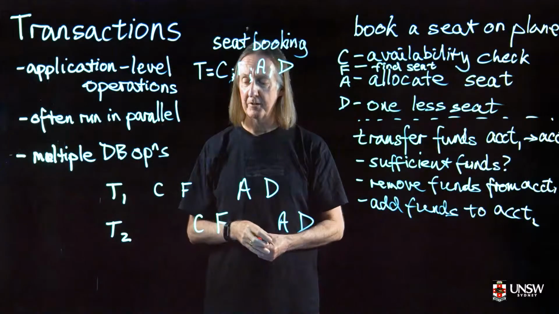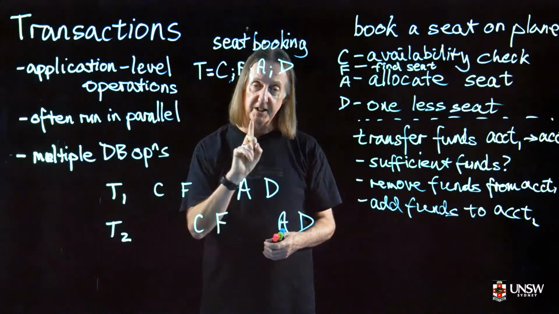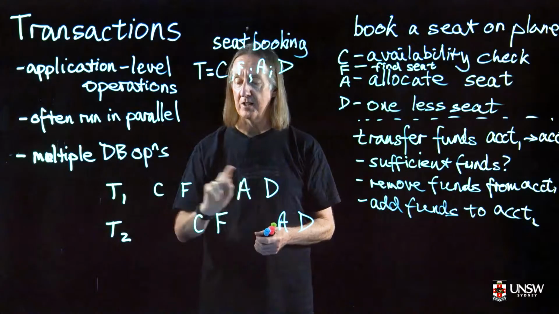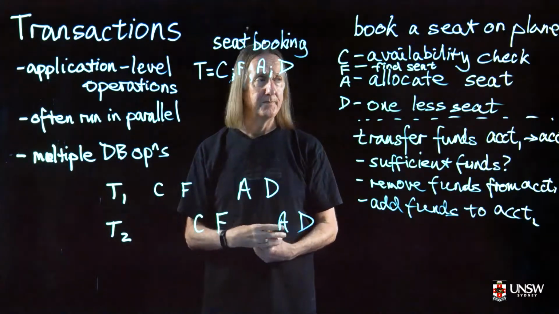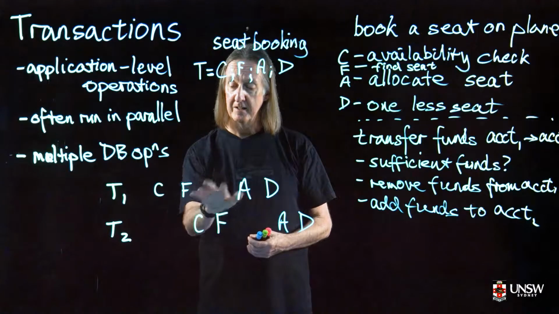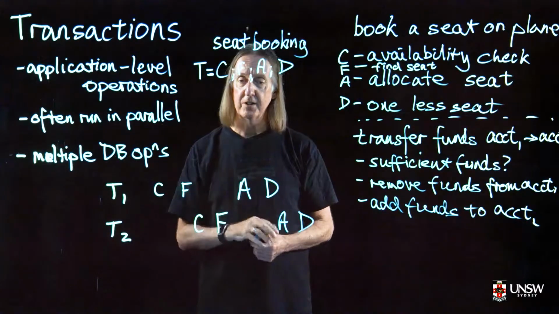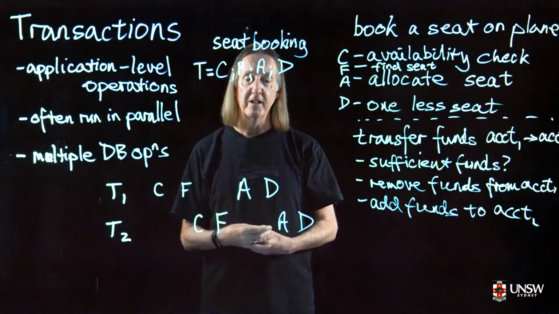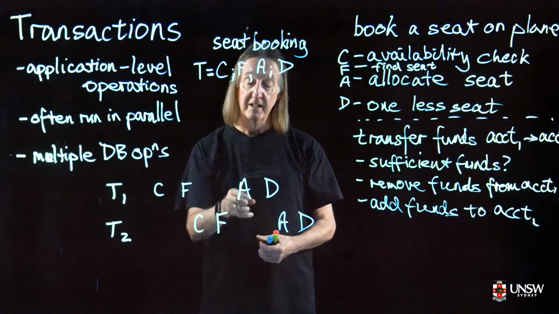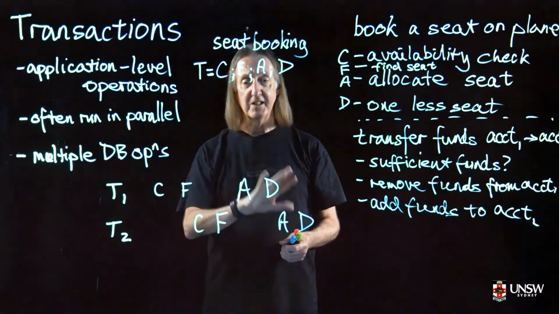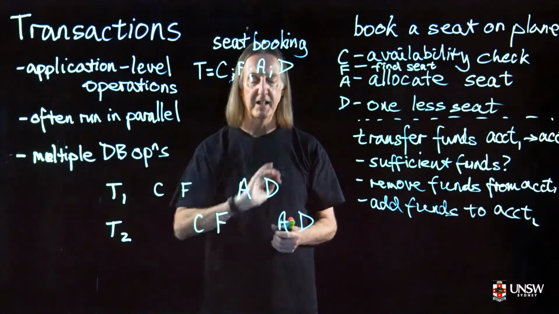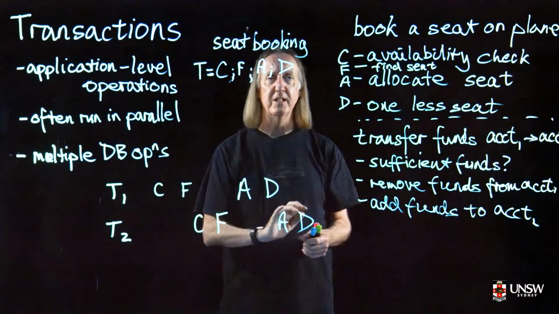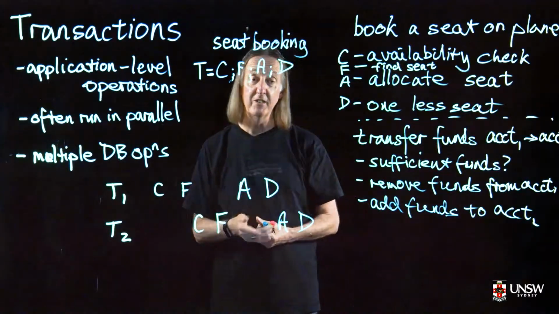The classic scenario is that there's a single seat left on the flight. T1 comes along, he checks and he finds that seat. Then T2 comes along, checks, there's still one seat apparently available. He finds that seat as well. T1 allocates the seat to the first passenger and decrements the counter. Then T2 allocates the same seat to a different passenger and decrements the counter again.